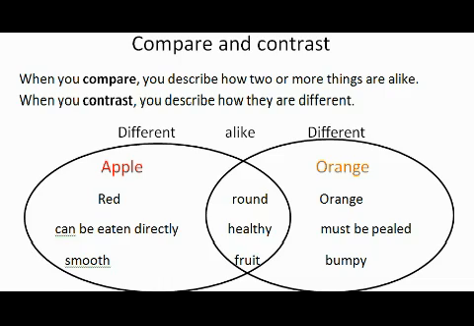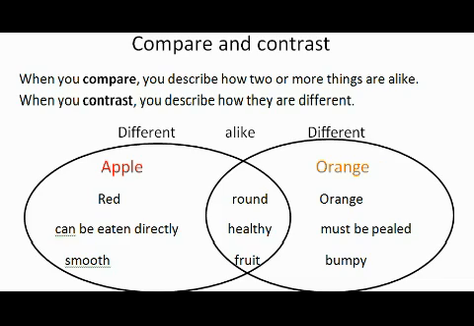How does it feel? The apple feels smooth. So if you touch the apple, you will find that its skin is very smooth. However, the orange is very bumpy. So if I'm touching an orange, it will be very bumpy. So these are some of the characteristics that make the apple and the orange different.